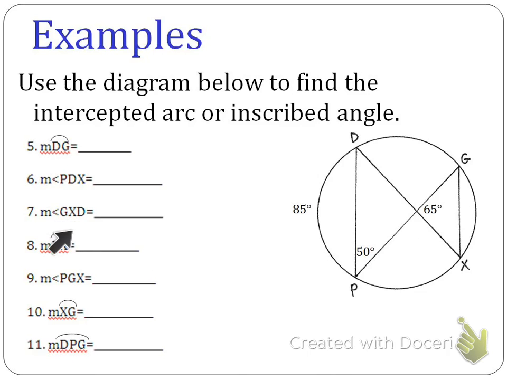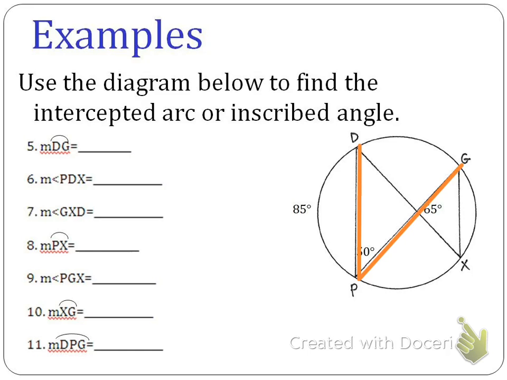And we're going to find every single one of these arc measures or angle measures. So with the first one, from D to G, sometimes use a highlighter to see where your intercepted arc is and where your inscribed angle is. So if I look at DG, it has an inscribed angle of DPG, and we actually have an angle measure for DPG, and it's 50 degrees.